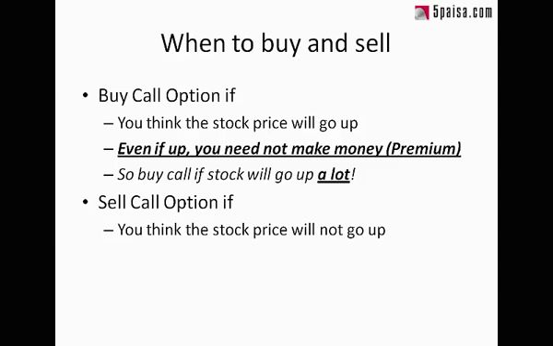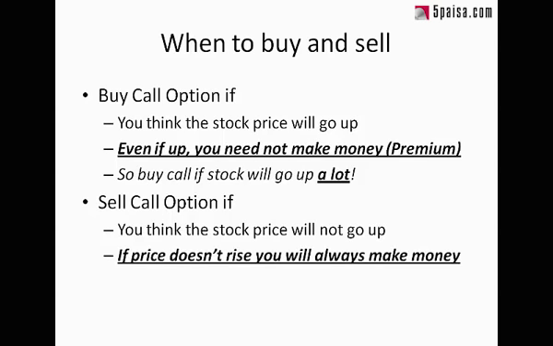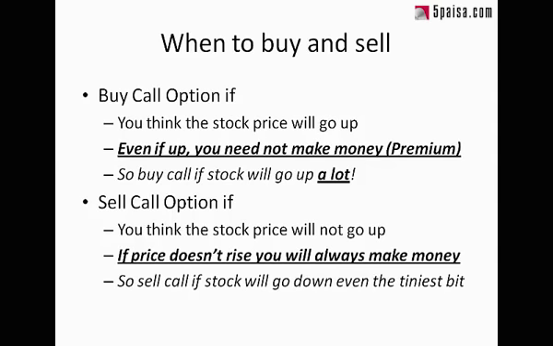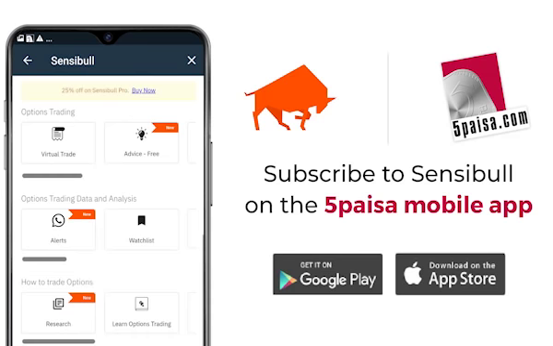You sell a call option if you think the stock price will not go up. That is, it either goes down or stays where it is. If price does not rise, you will always make money. In fact, even if the stock price goes up a little bit, you'll end up making some money because of the premium you've made. So sell a call option if the stock will go down even the tiniest bit, or if it goes up by a very small amount.